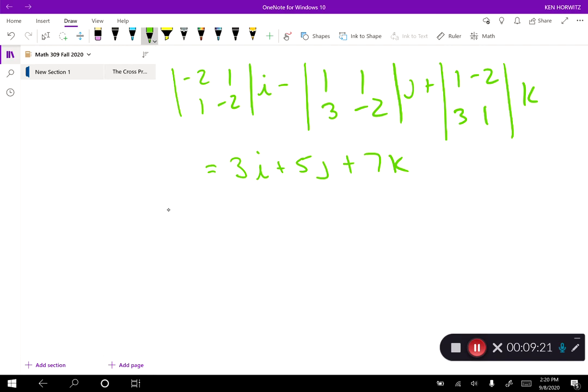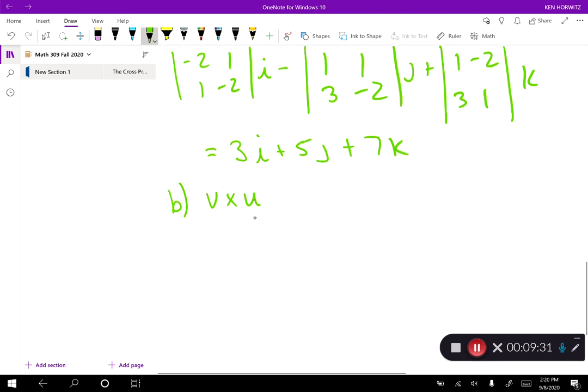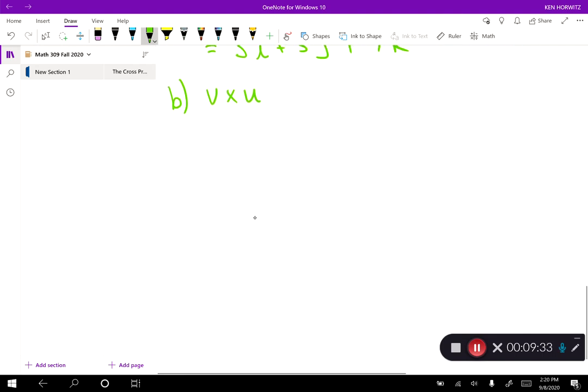Now B, if you'll remember, was vector v cross u, which basically means I'm just reversing the order. So let's see how this affects our answer. So I'm going to set up my three-row determinant. My first row is i, j, and k. And then I'm going to reverse the vectors. So I'm going to have 3, 1, -2, and 1, -2, and 1.